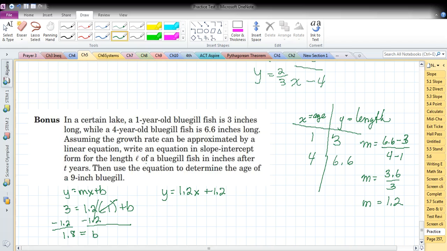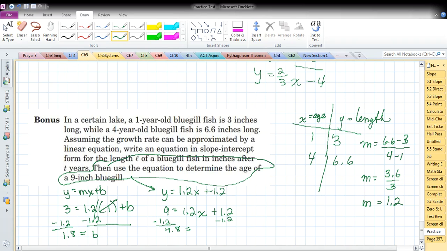The second part of this question says to use the equation to determine the age of a 9-inch bluegill. Now remember that age is our x value and length is our y value. So I'm going to have to plug this 9 in where y is. 9 is equal to 1.2x plus 1.8, and the unknown is the age. So to determine the age, our x is age. So we need to find x. Subtract 1.8 from both sides.